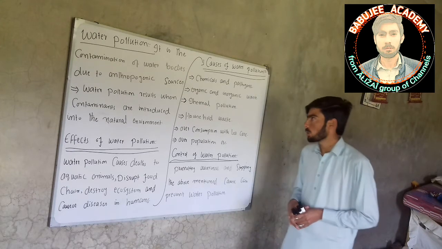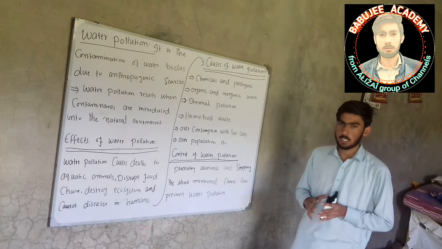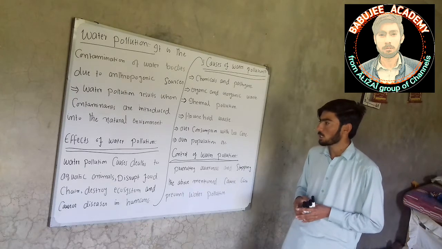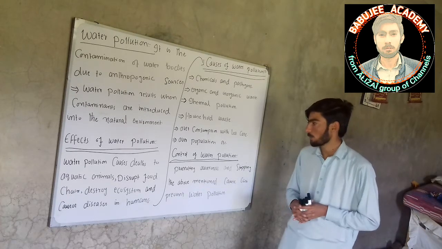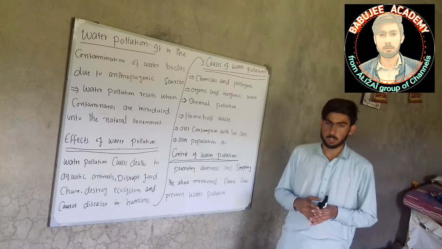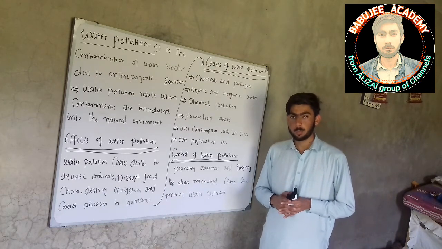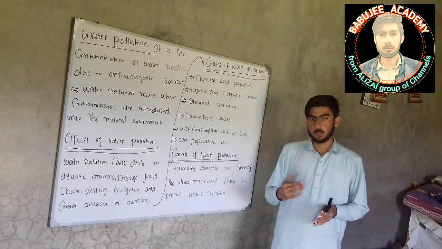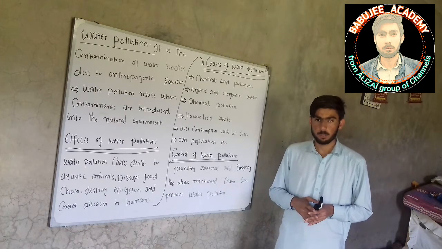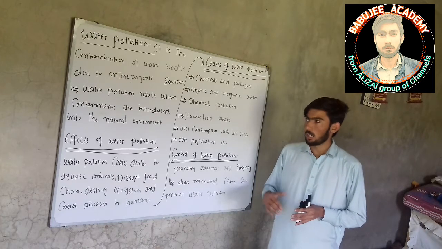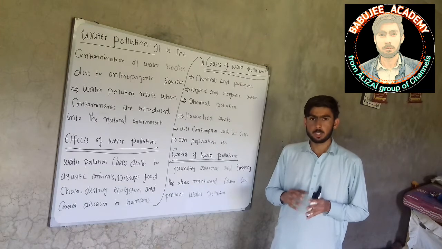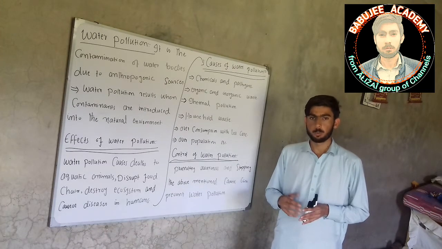Causes of water pollution are chemicals and pathogens, organic and inorganic waste, thermal pollution, household waste, overconsumption with less care, and overpopulation, etc. All are the causes of water pollution. Now, how can we prevent water pollution? So, promoting awareness and stopping the mentioned causes of water pollution can be helpful in avoiding water pollution. But remember: use less and save more.